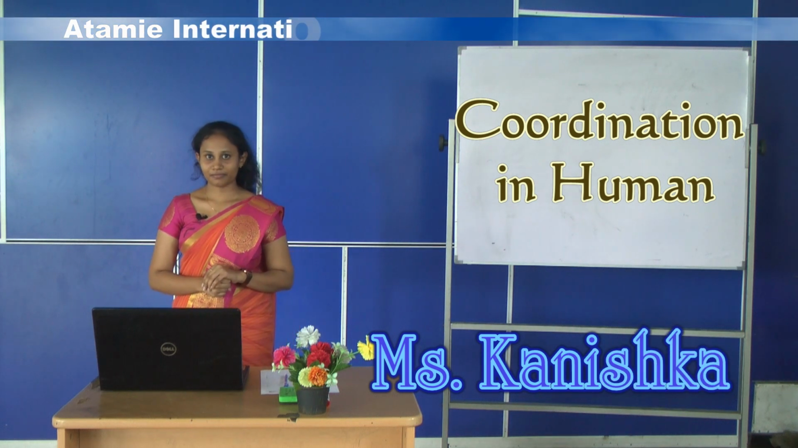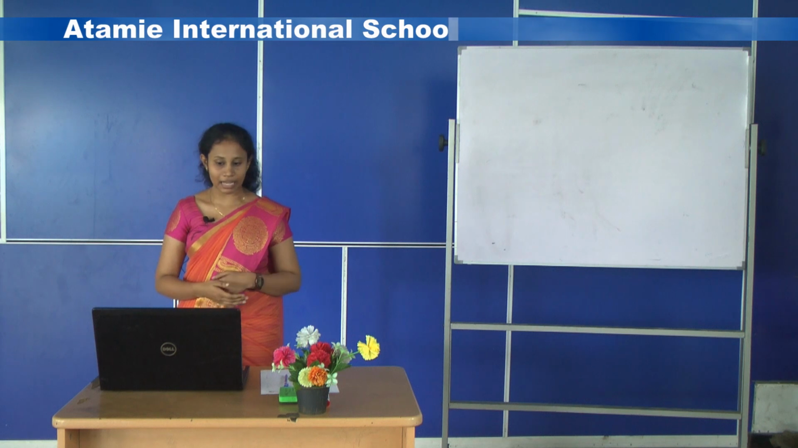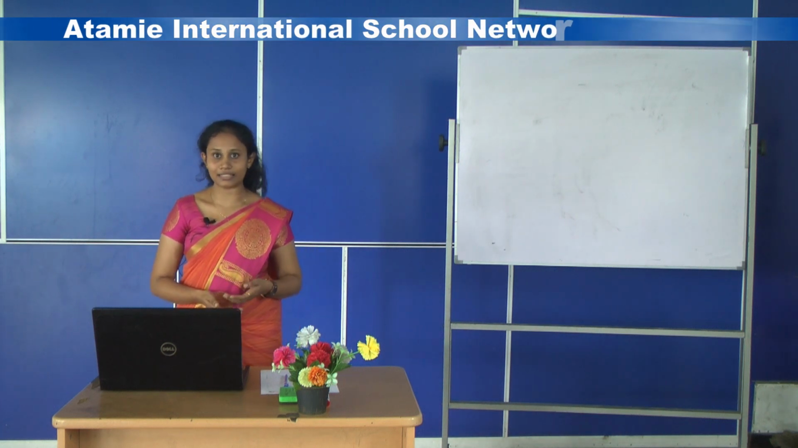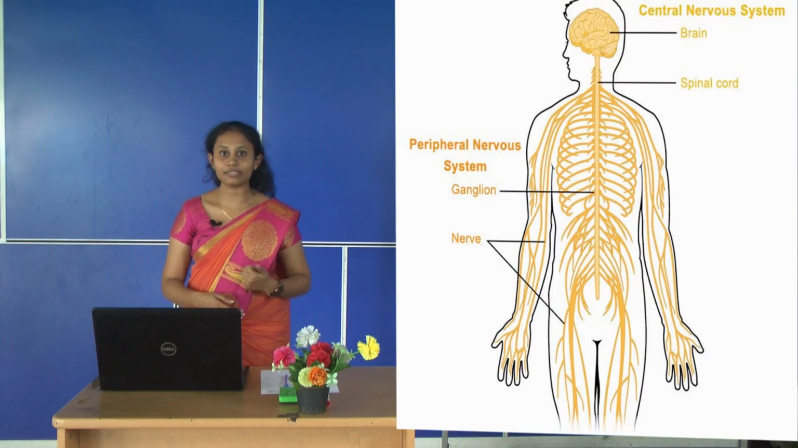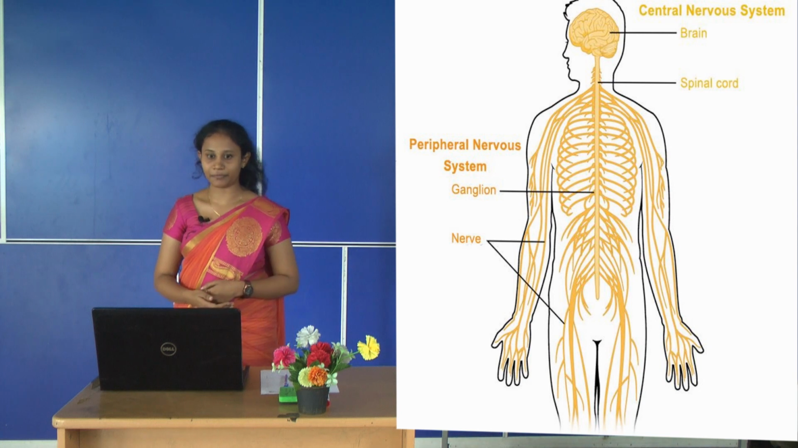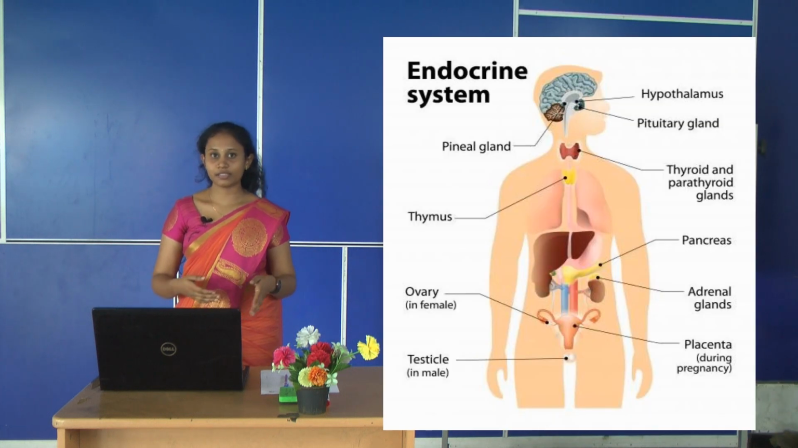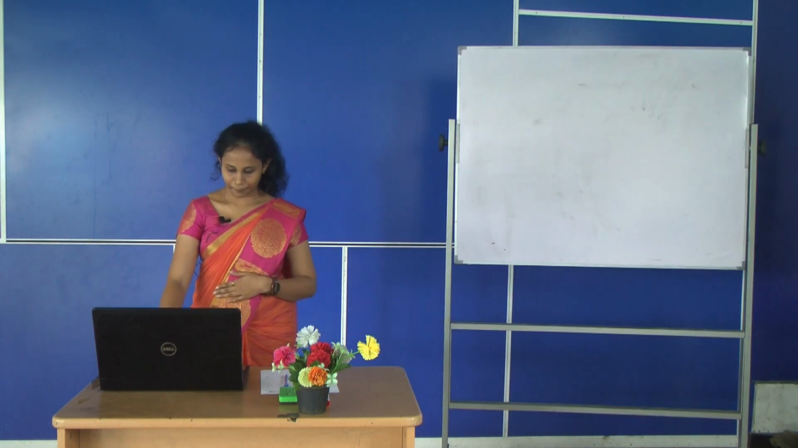What is coordination? In the body, coordination means making things happen at the right time by linking up different body activities. There are two main systems influencing this coordination. One is the nervous system, which we are going to discuss today. And the other one is the endocrine system, which is connected with the hormones, which we will discuss later.